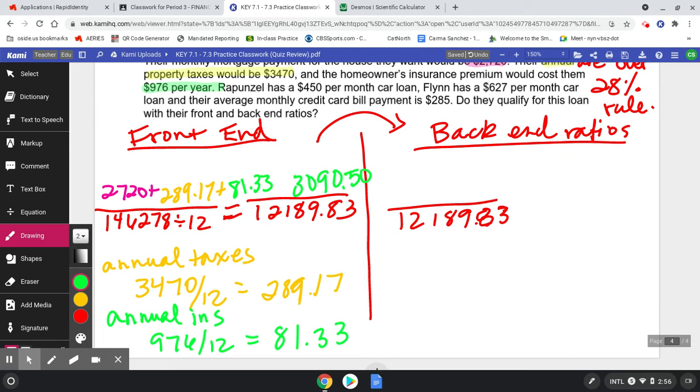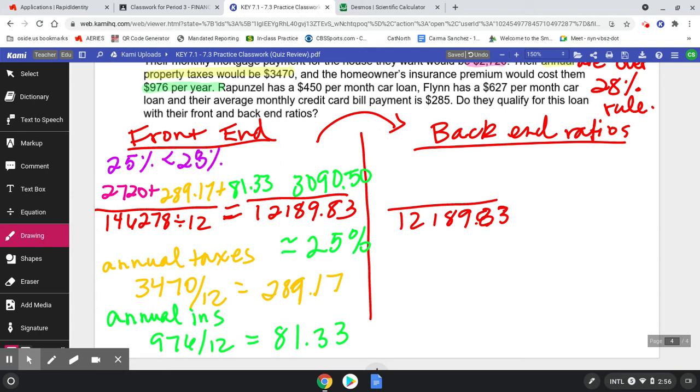That's my numerator. I already have my denominator, so go ahead and divide by 12,189.83, and I'm getting a percent of around 25%. So based on the front end ratio, because 25% is less than 28%, yes, they do qualify. Cool. They can afford that housing payment according to the lender. Now let's go do the back end ratio with their other debts.